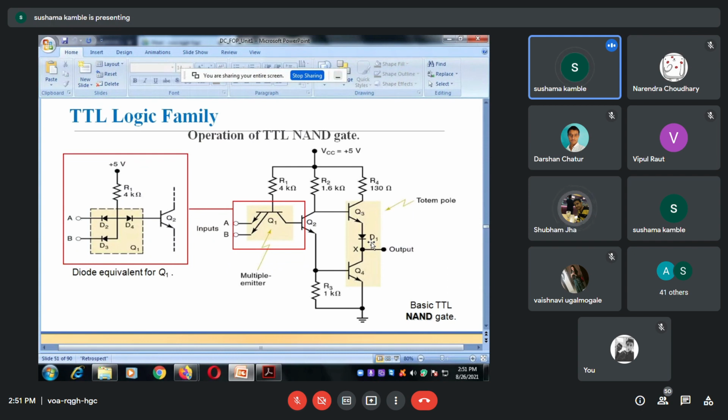Ma'am, sorry, you are giving 0 input. When the inputs are 1, 1, you get the output as 0. Otherwise, the output is high. Okay. So how does it work?